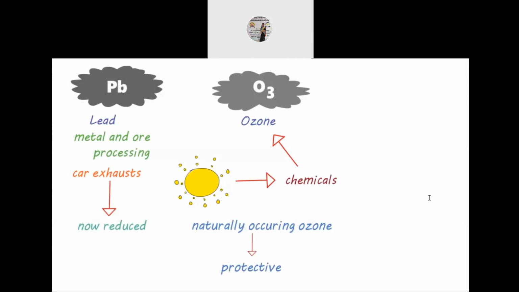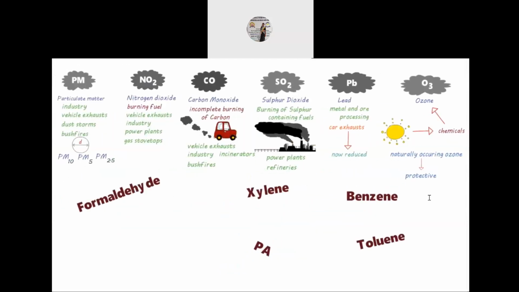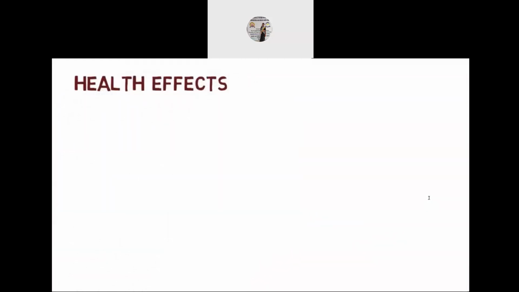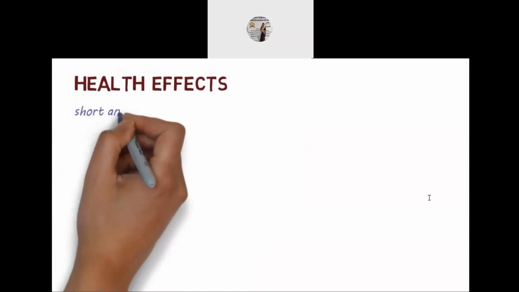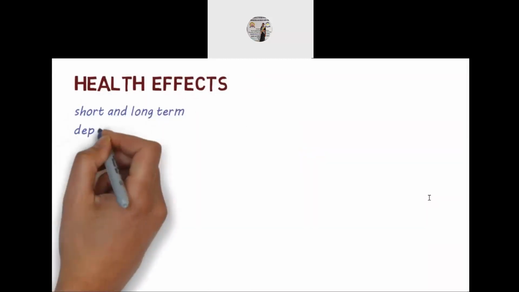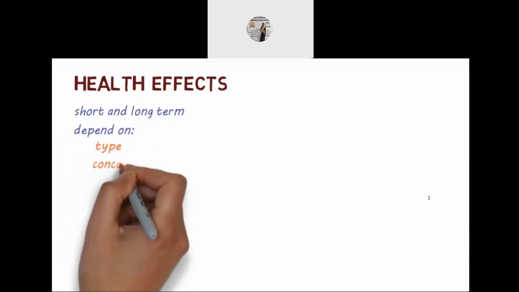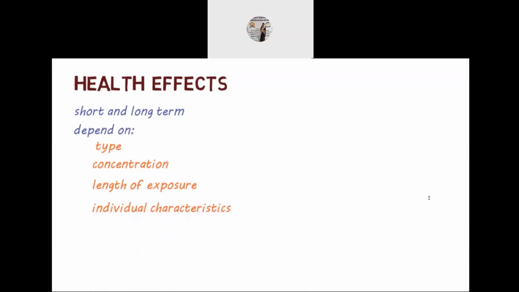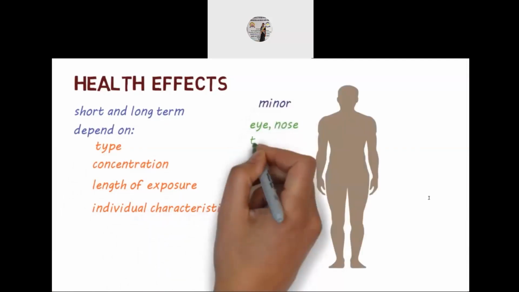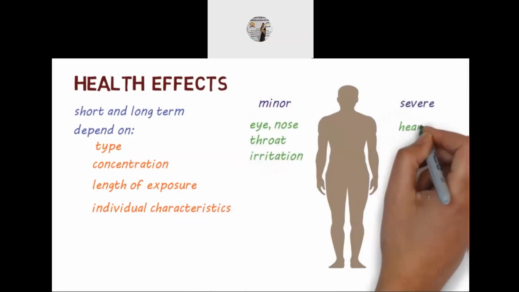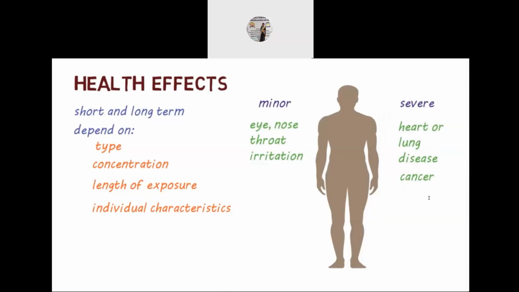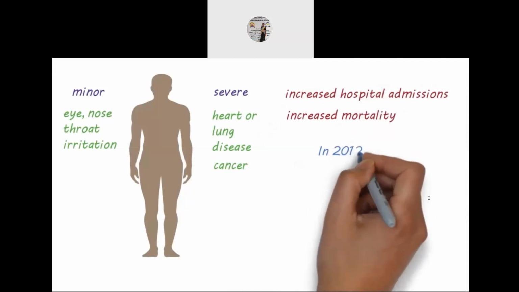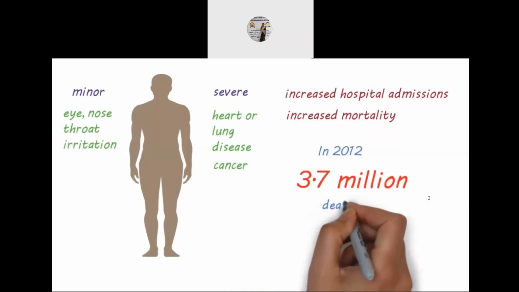There are hundreds of other air pollutants that can lead to adverse health effects. Okay, so what are the health effects? Exposure to air pollution can result in a wide range of short and long-term health effects. The health effect will depend on factors like the type of pollutant, concentration, length of exposure, and individual characteristics of the person exposed to it. It can range from minor symptoms like irritation of the eyes, nose, and throat to more severe conditions like heart and lung disease or cancer. It can also lead to increased hospital admissions and an increase in death rates. In 2012, outdoor air pollution was estimated to have caused 3.7 million deaths around the world.